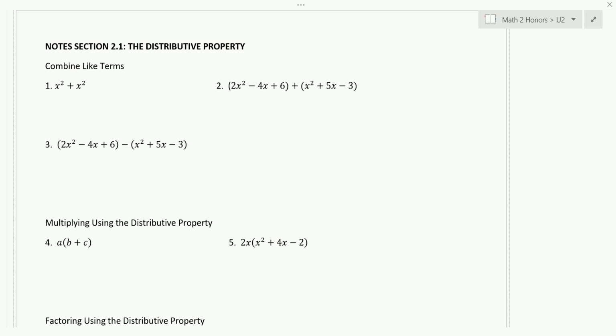So we're going to start most basic right now and really look at the distributive property and what it is, and then we're going to expand upon it in future lessons.